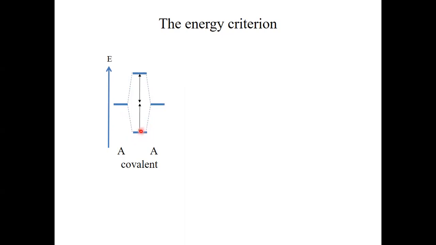So the energy distance between the bonding molecular orbital and the atomic orbital is approximately the same as the energy distance between the antibonding molecular orbital and the atomic orbital. Okay, now if both partners have one electron, then both electrons would go into the bonding molecular orbital, and these two electrons would be exactly shared between these two atoms A, producing a completely covalent bond.